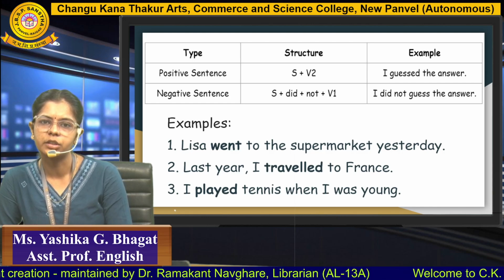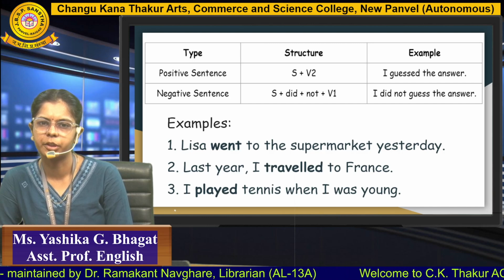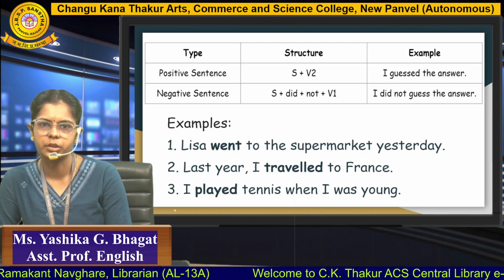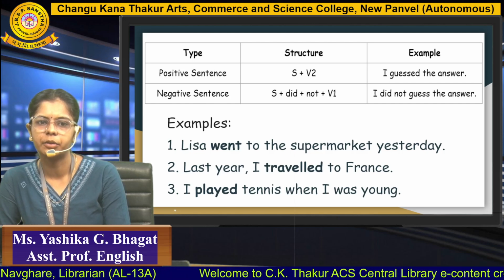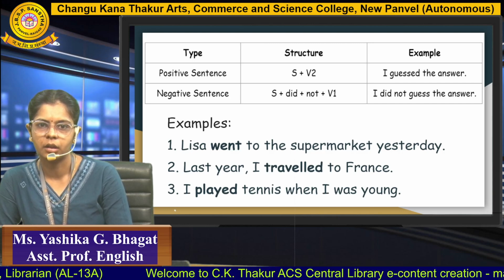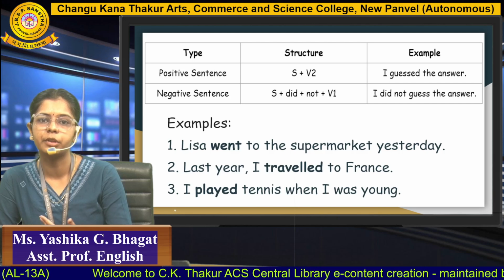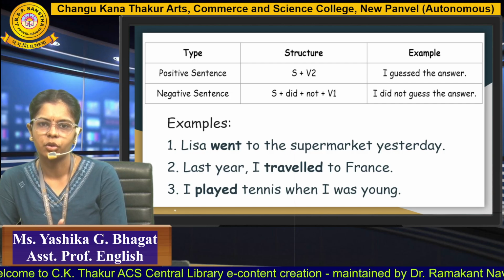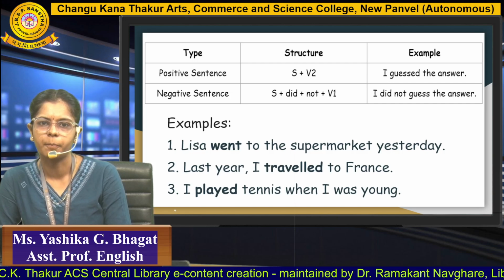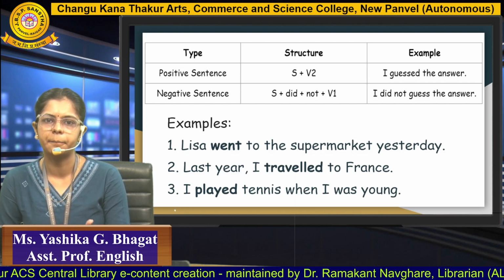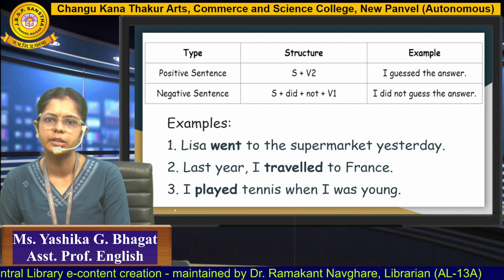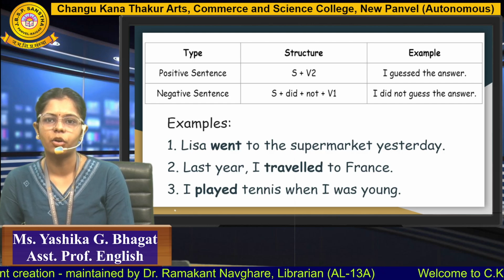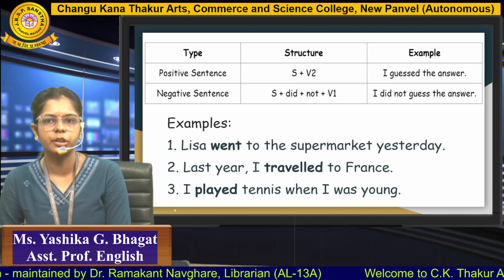Let us pay a little attention to this first form of the verb that has been used. Why do we write V1 in the negative sentence and V2 in the positive sentence? As you can see, the helping verb did is already in the past tense. According to the rules of grammar, we cannot use two past tenses together. Subject plus did plus not plus V2 will be the wrong structure. So, you should go for subject plus did plus not plus V1. As you can see in the example, I did not guess the answer. It shouldn't be I did not guessed the answer. It will be wrong to use the V2 form over here.